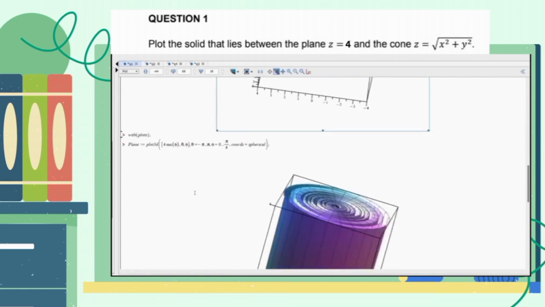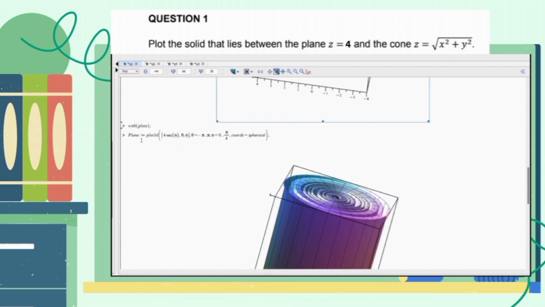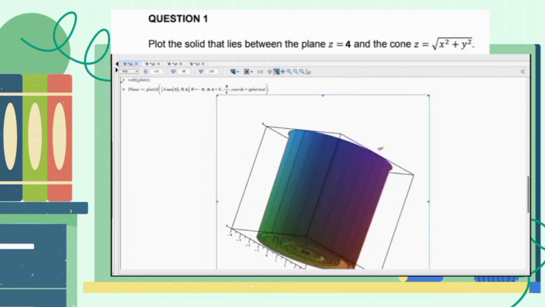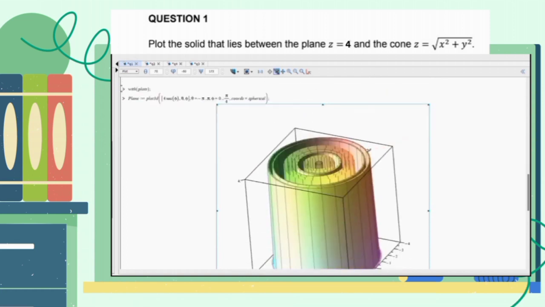And then we need to plot the plane. In order to plot a plane, we use the command plot3d in brackets 4 sec phi, theta, phi, and the range is theta equal to negative pi until pi, and phi equal to 0 until pi over 4. The coordinates are spherical, and then we get this solid.